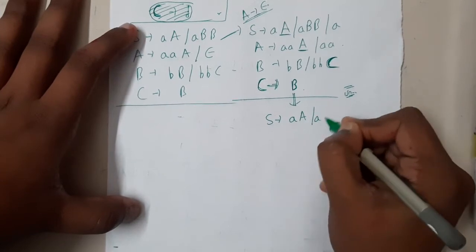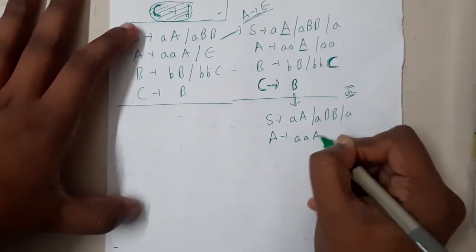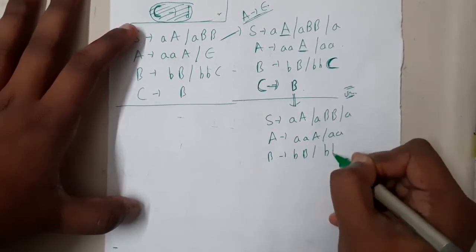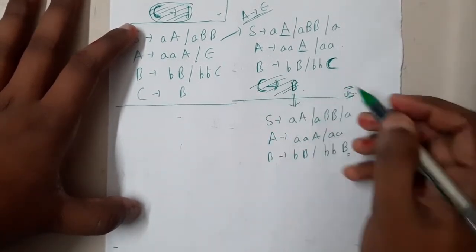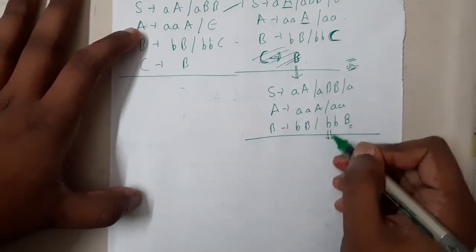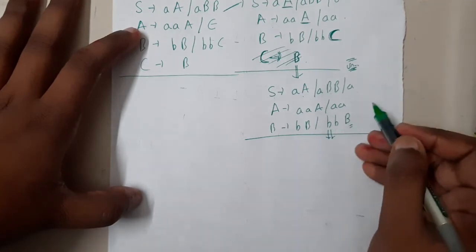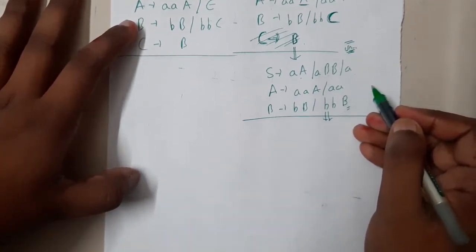So it implies S implies A or ABB, A implies A or AA, B implies capital B or BB. Instead of C I can directly write B. Got it? Now I eliminate this also. So what is this result? This does not have any kind of unit productions, so all unit productions are also removed. I think everyone got a clear idea.